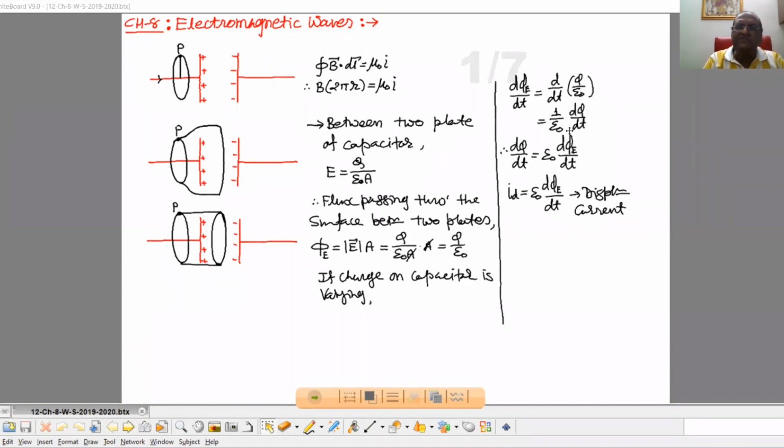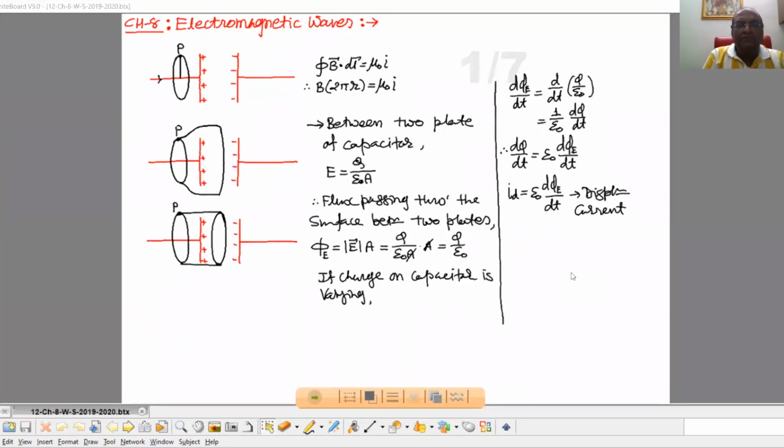So if charge is varying, then we can write 1 upon epsilon 0 dq by dt. Take this epsilon 0 on the left hand side and make dq by dt the subject. So dq by dt, that is epsilon 0 d phi by dt. But dq by dt, as per definition, is the current. And this current he termed as the displacement current. That is the displacement current.